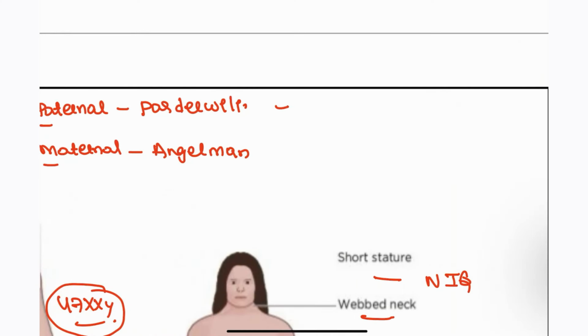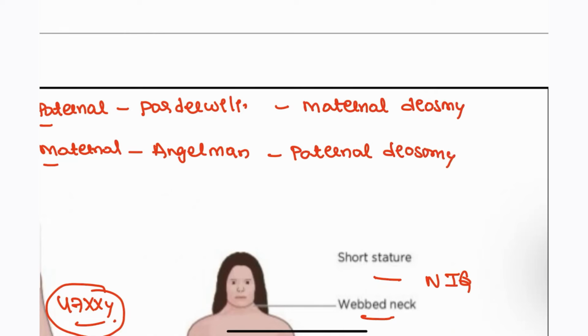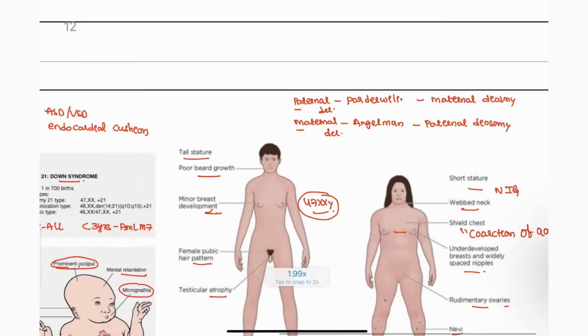What is the disomy that is present? Paternal is absent, right? Next, here you are going to see the maternal disomy. Okay, maternal disomy. And here maternal is absent, then paternal disomy, which will be seen in this patient. Maternal deletion, paternal deletion. These are the difference of the one of the two important examples.